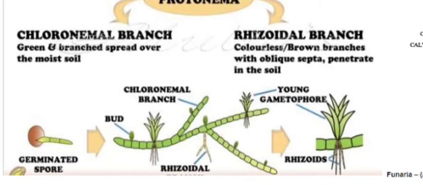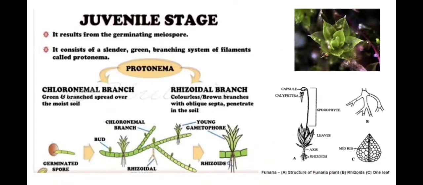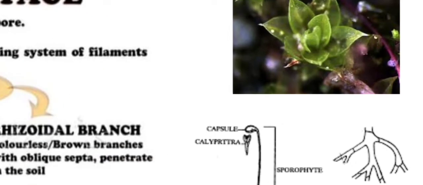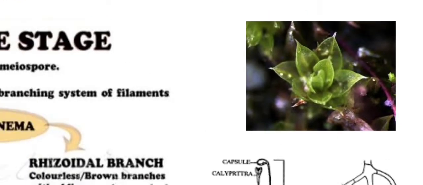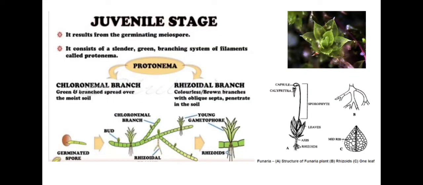So in this image you can see germinating spores which give rise to two branches, underground rhizoidal branches and the upground chloronemal branches, which further make protonema, and then protonema develops into the mature or gametophore stage. In this image you can see the young Funaria plant.